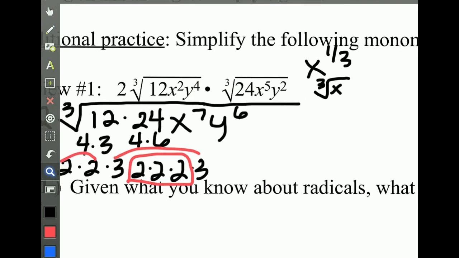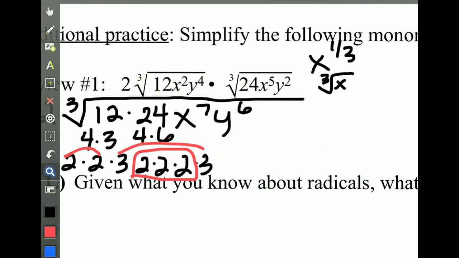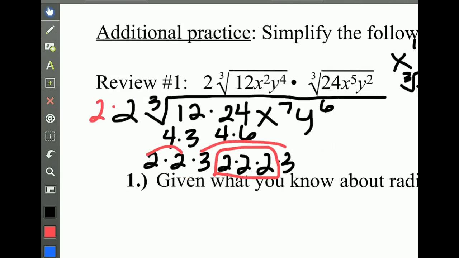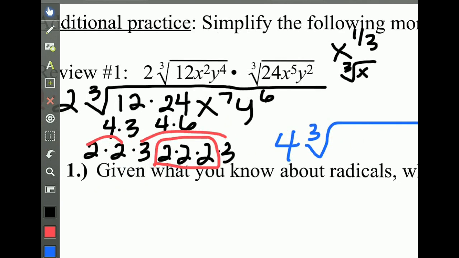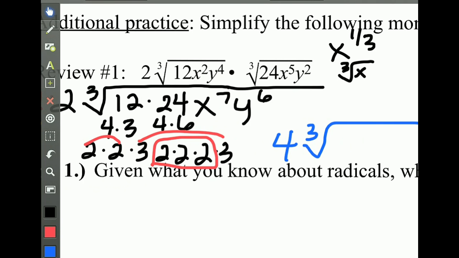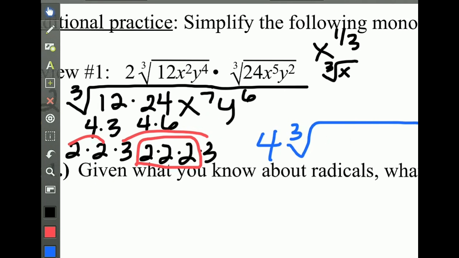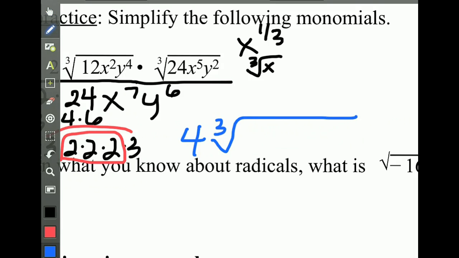So we're going to move that over. On the outside, I've got 2 times 2, which would be 4, and I know it's got a 3rd root, and now I know I have left inside 2 times 2 times 3 times 3. So 2 times 2 is 4, 3 times 3 is 9, so 4 times 9 is 36. So I've got that all simplified.